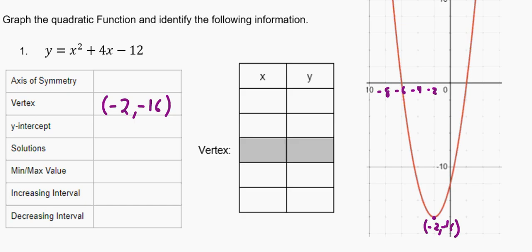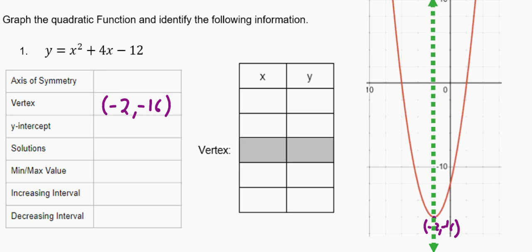Okay, so let's talk about what this axis of symmetry is. The axis of symmetry is going to split this quadratic, the graph, in half. So let's go ahead and get a line going that splits it. All right. We got to name this line because it's asking us to.